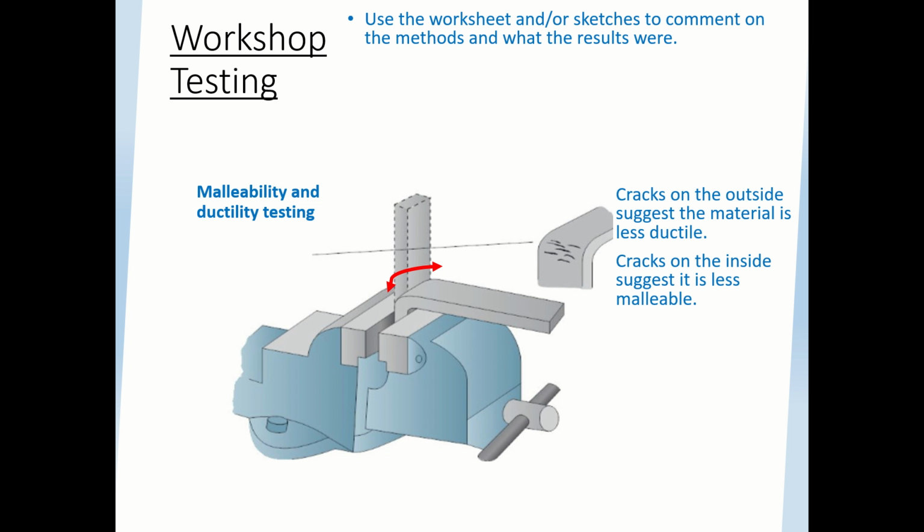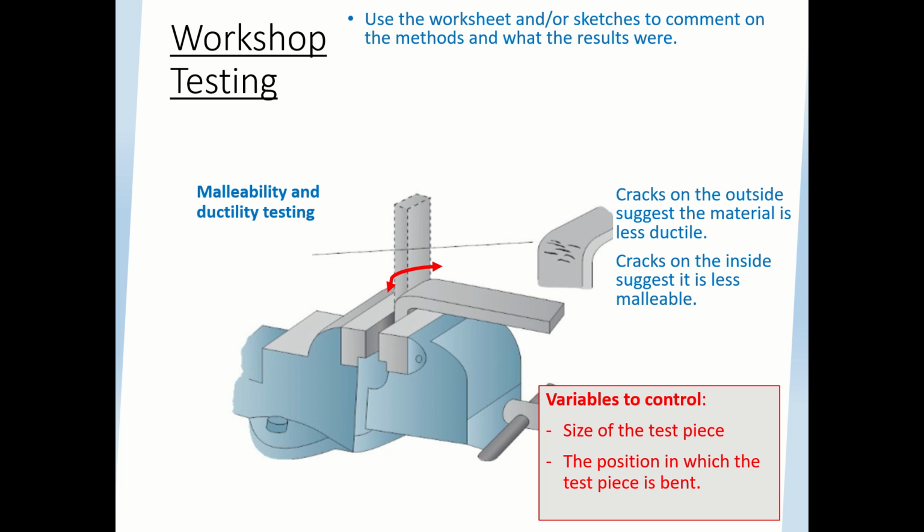And if you see cracks on the outside of the material, that suggests it's less ductile, and cracks on the inside would suggest it's less malleable. If the test piece just broke, it wouldn't be malleable or ductile. Some variables here would be the size of the test piece and the position in which the test piece is bent. For example, if you try to do a really tight bend, that wouldn't be fair with one material if you compared it with another material where you gave it a really gradual bend. So that's malleability and ductile testing.